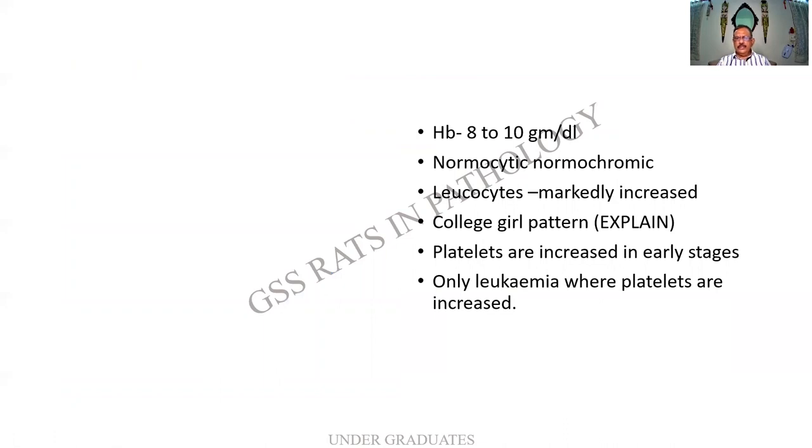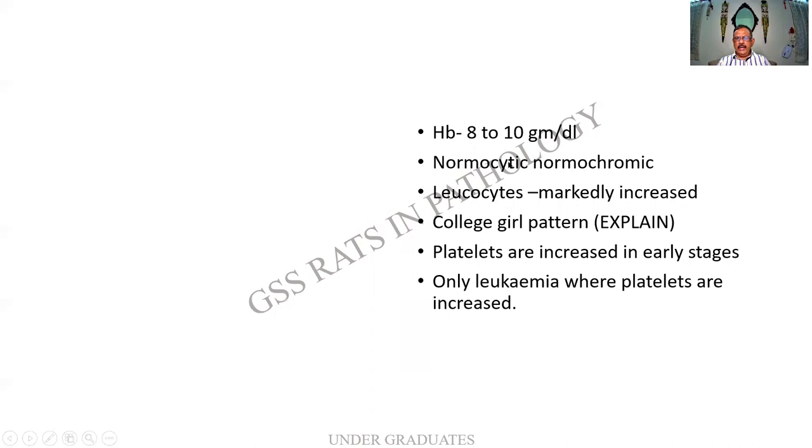What are the general features? Always in hematology, there are 2 components that you should write. What are the general features? And then what are the features specific to that particular question? These again are divided into peripheral blood picture and bone marrow picture.